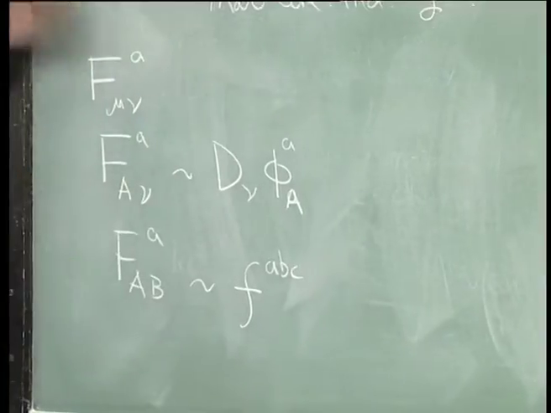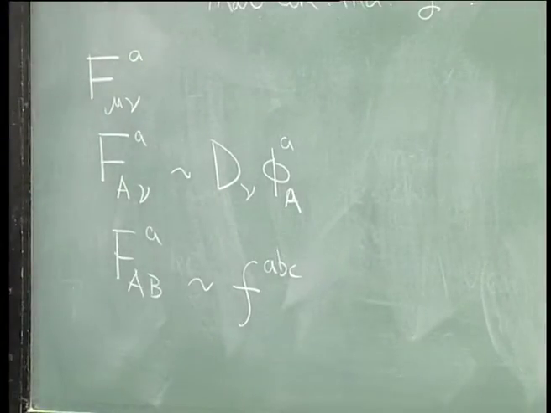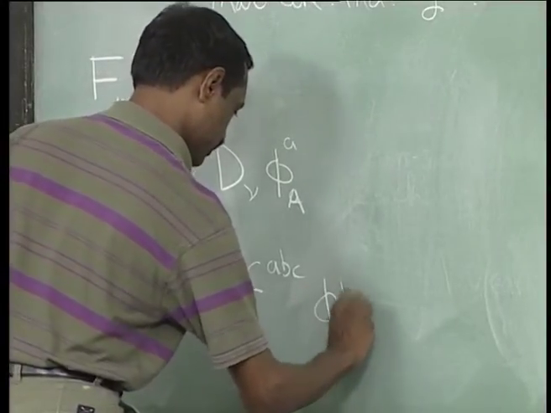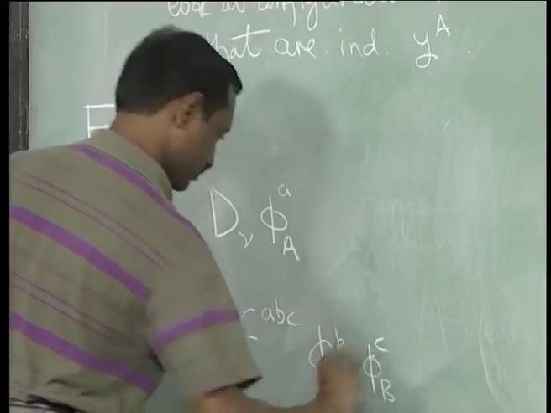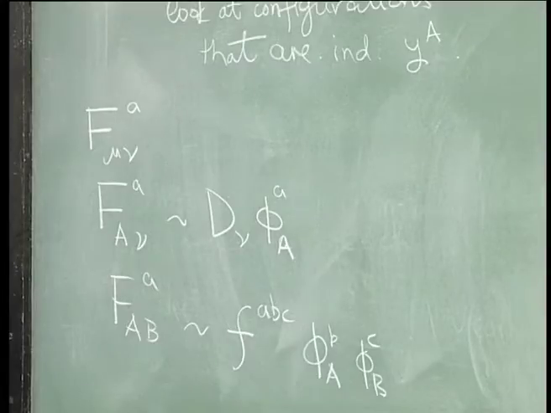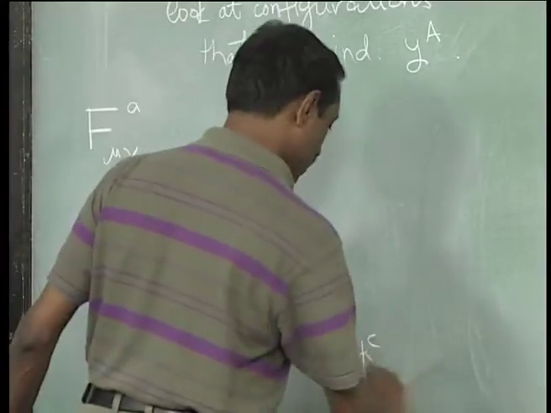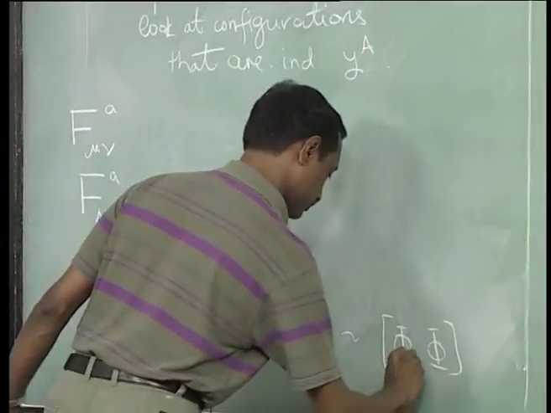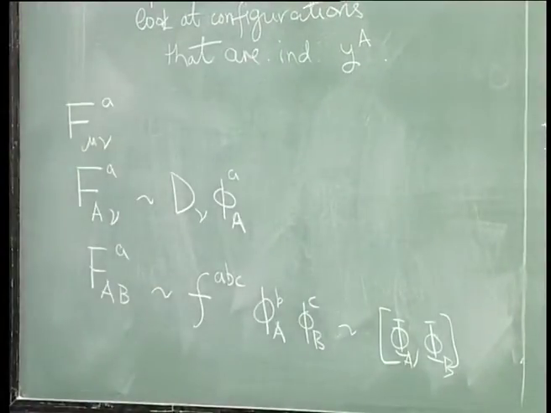I am not even specifying the gauge group, I am just saying take some field strength for some non-abelian gauge field. So I have f a b c times phi b phi c. Okay. So they come with a potential. It is better to think in matrix terms. If you think of this as a matrix, this is nothing but phi a phi b. Okay. So it is a commutator.